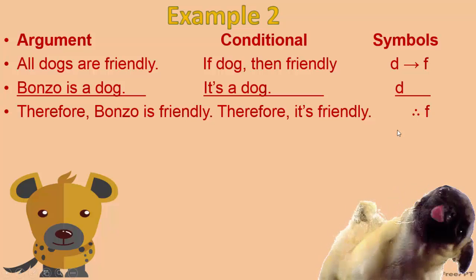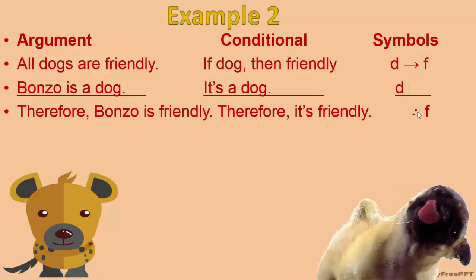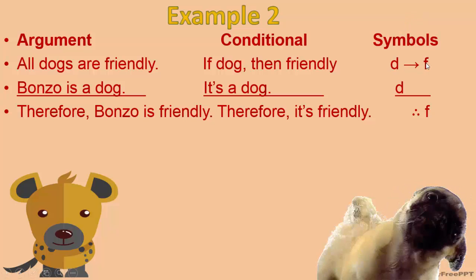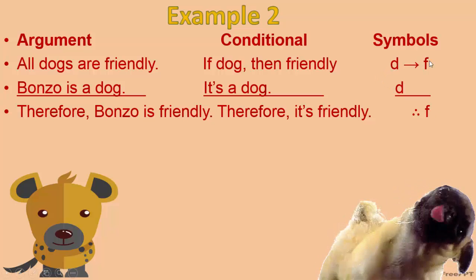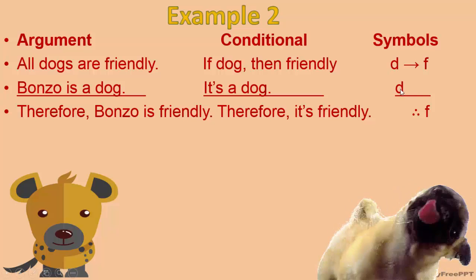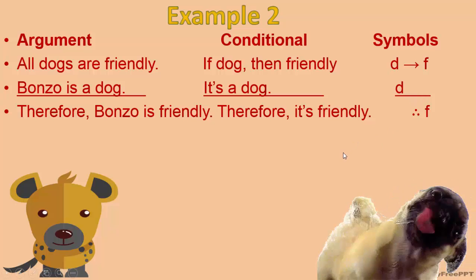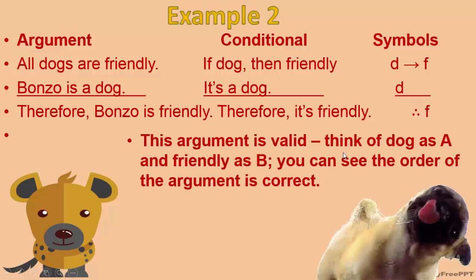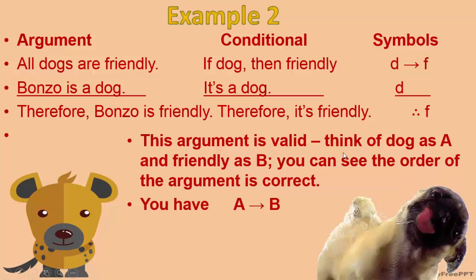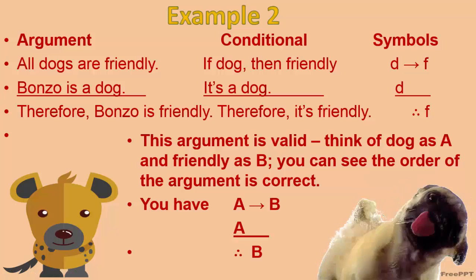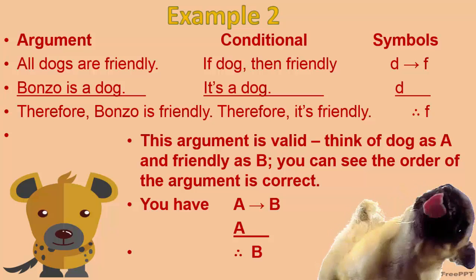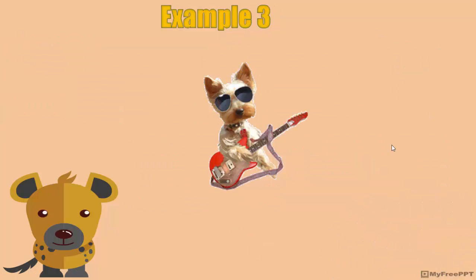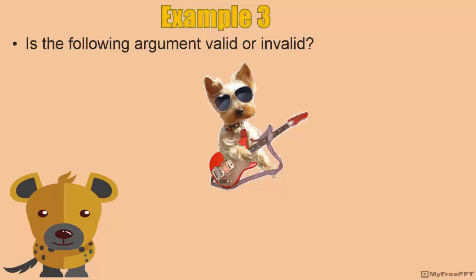So let's look at the construction of this argument to see. We see that using the symbols, D goes to F, and then D, and then finally F. That means that since it's going this way, D to F, and then finally F, this would indicate that this argument is valid. So we see that it's the correct pattern for a valid argument, and therefore it's also valid when we use symbolic logic. Now let's look at example number 3 and talk about Rex and decide whether or not the following argument is valid or invalid.